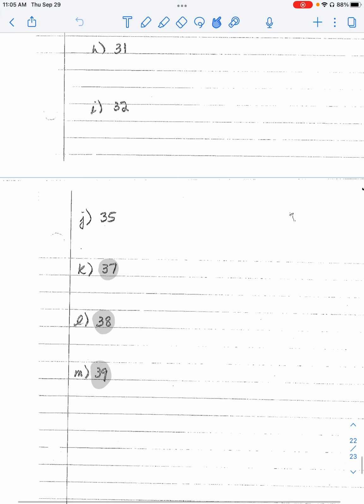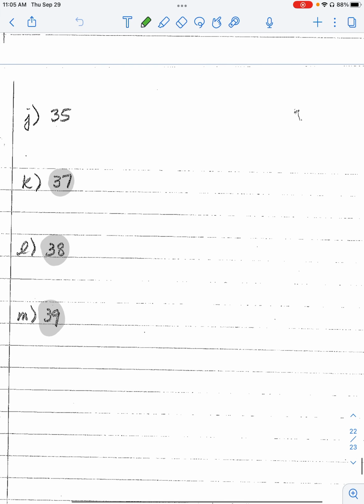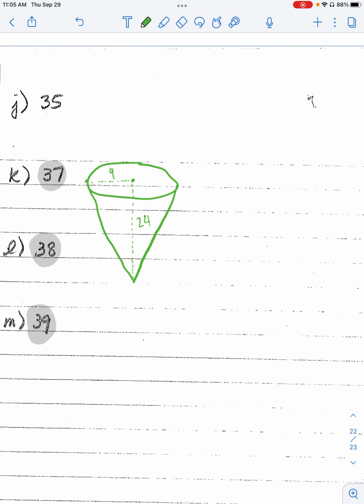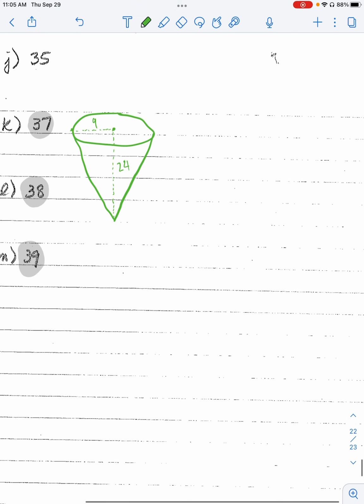So here's what's going on here. We start out with a nice little conical tank. I love conical tanks. What does it say the radius is, the initial radius? It says the initial radius is 9, and the depth is 24. So that's going to be my depth.